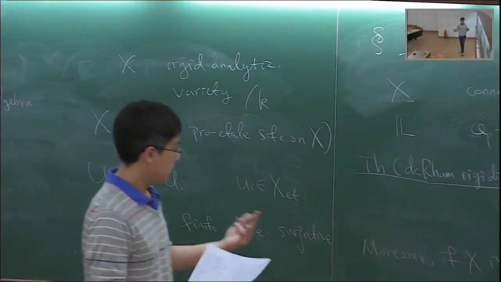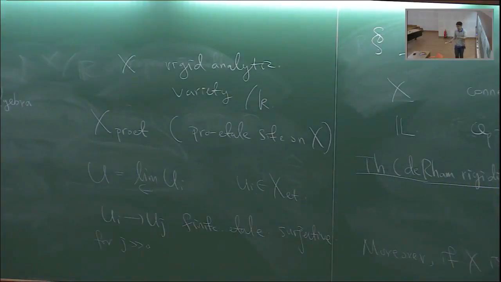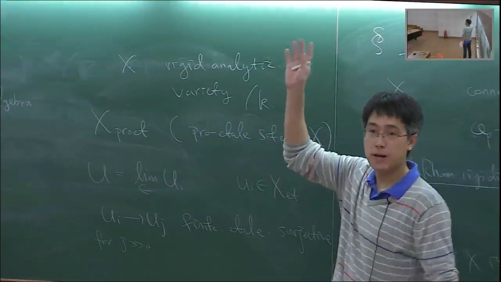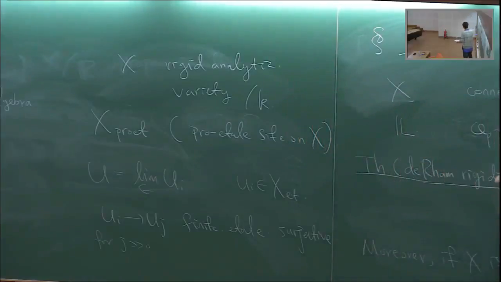And this pro-étale set also has a good property: usually if you want to compute something, for example a local system on the étale set of X, you first pull back to the pro-étale set, then compute the cohomology there, and get the same thing. So most of the things you play with on the étale side, you can play with on the pro-étale side and get the same thing.